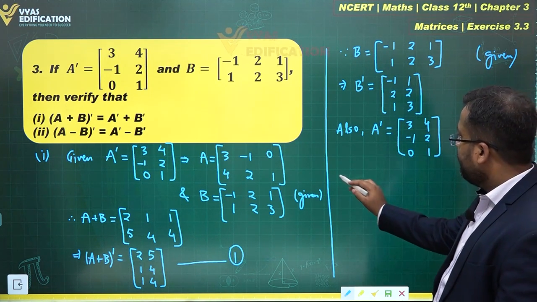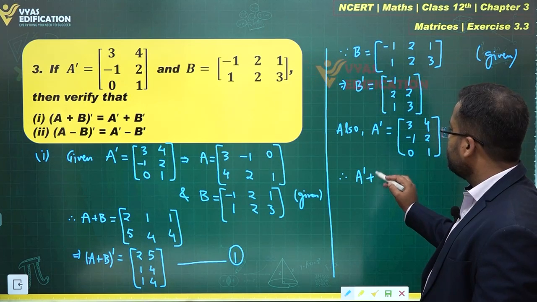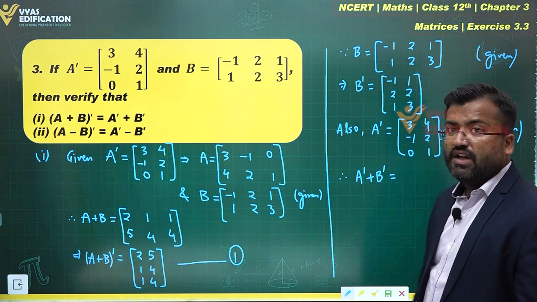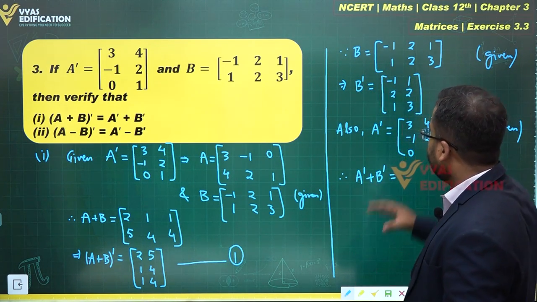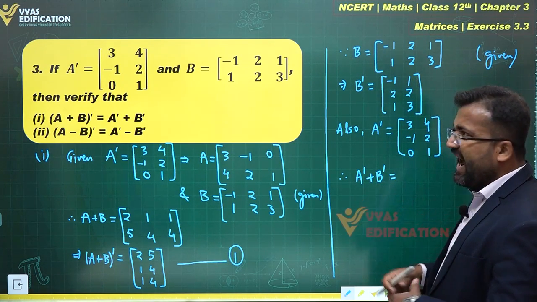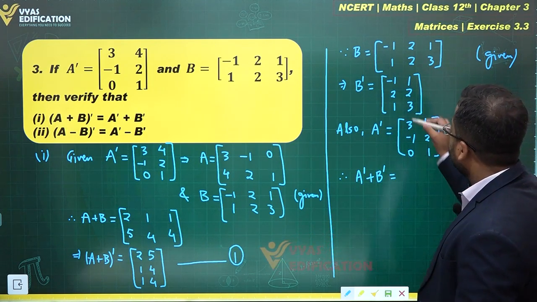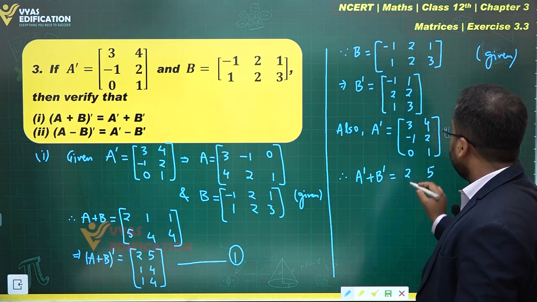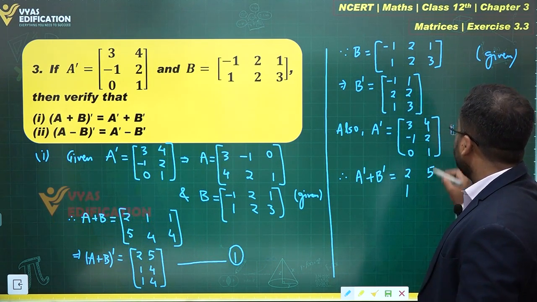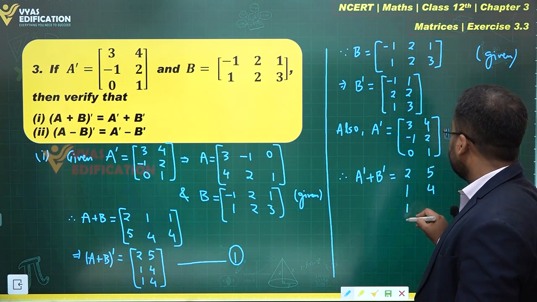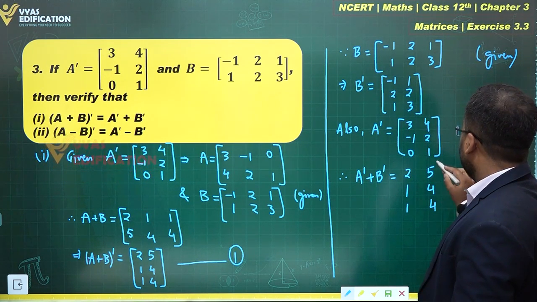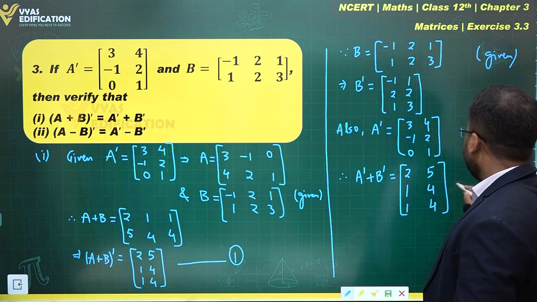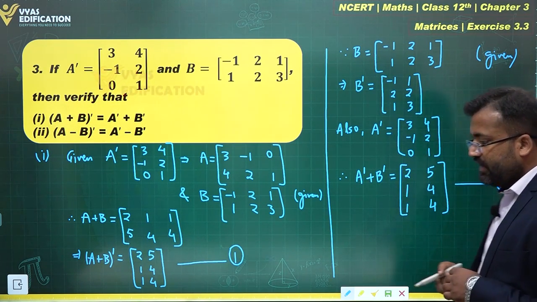Okay. Therefore, A transpose plus B transpose is equal to what? This can be found easily. A transpose plus B transpose can be found by adding the corresponding elements. Let's do it. 3 minus 1 is 2, 4 and 1 is 5, minus 1 and 2 the sum is 1, 2 and 2 the sum is 4, 0 and 1 the sum is 1, 1 and 3 the sum is 4. This is what I obtain and let's call this statement 2.